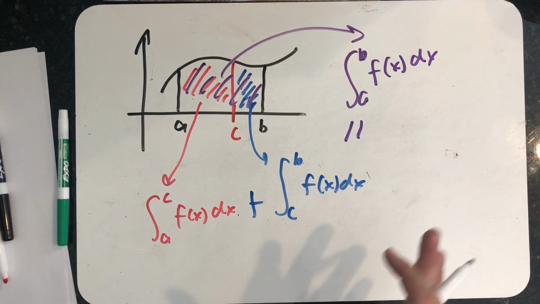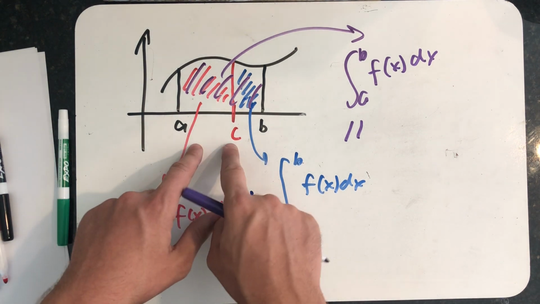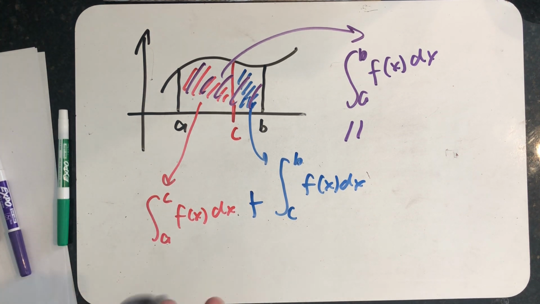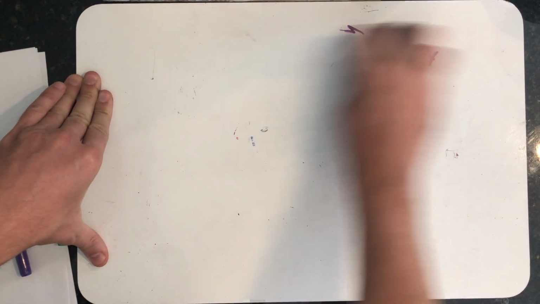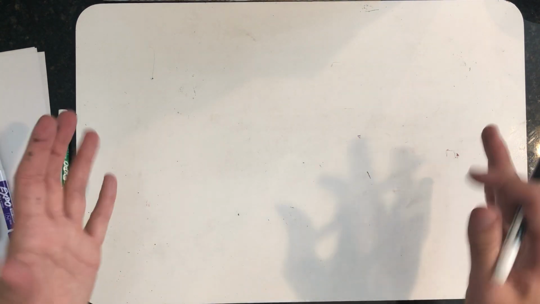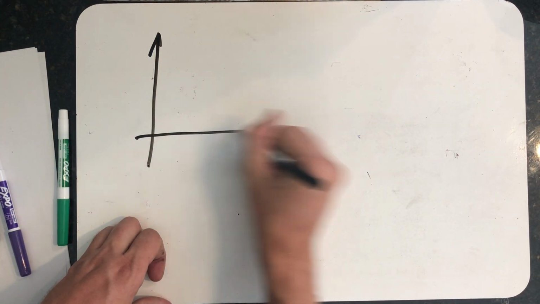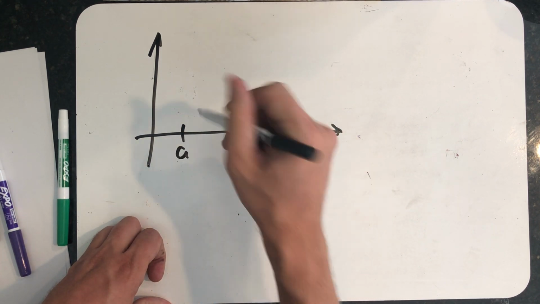And that's additivity. Now, that said, my rule for additivity did not say that c had to be between a and b. And that's kind of the best part. It doesn't. The rule for additivity works for any values a, b, and c, so long as my function is integrable over the largest finite closed interval. So let's imagine now I had this situation.